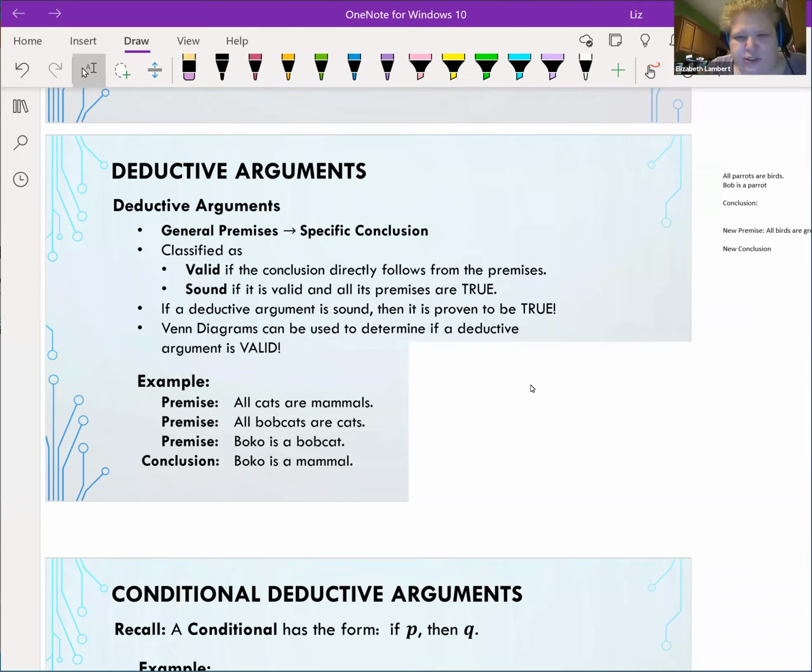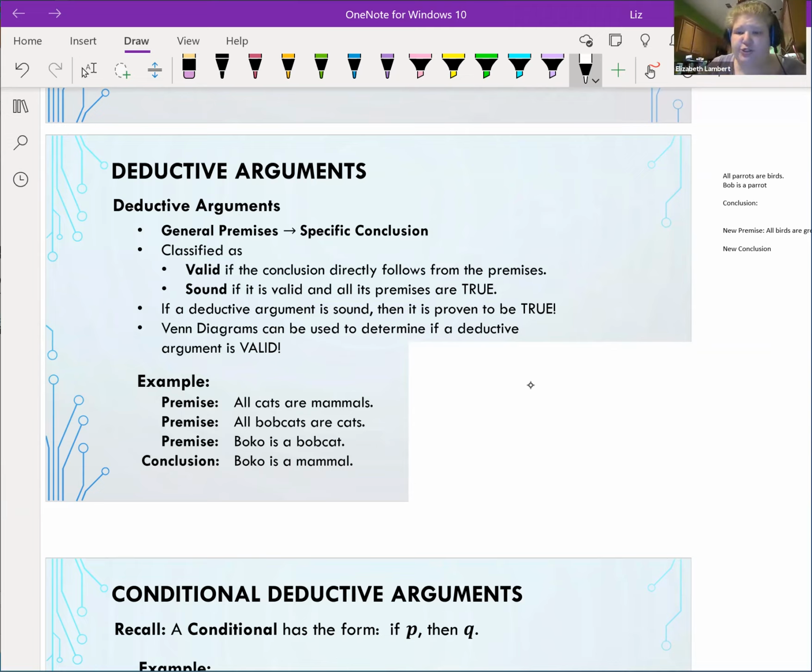All cats are mammals. All bobcats are cats. Boko is a bobcat. Conclusion, Boko is a mammal. Okay. So I have cats, mammals, bobcats, and Boko. So when it says all cats are mammals, then that means all the things that can be called cats are included in the group of all the things that can be called mammals, but there may be more things in mammals that are not cats.